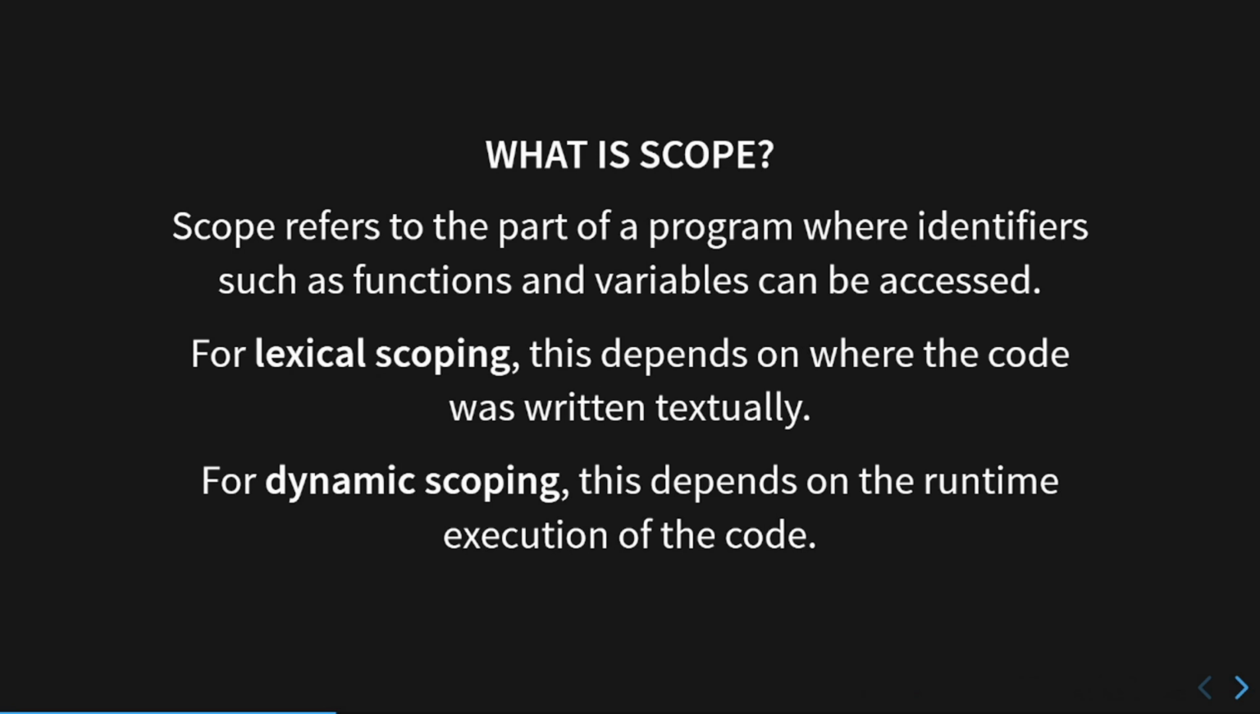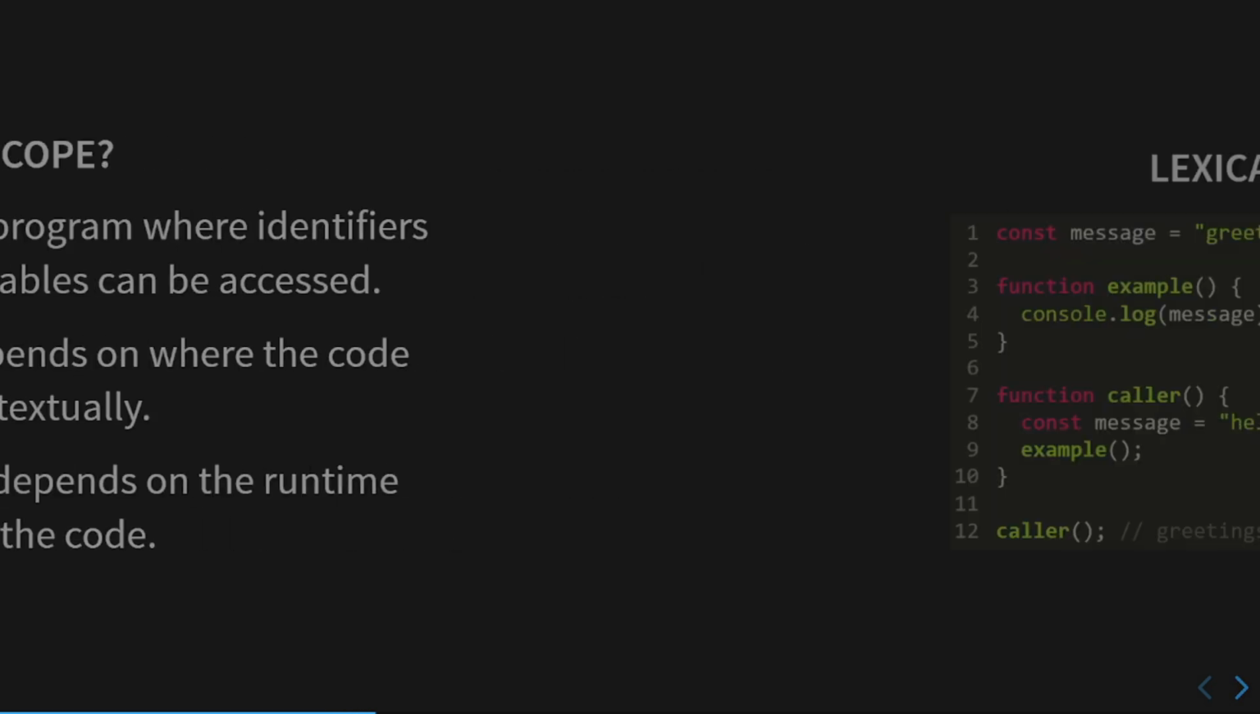So what is scope? Scope refers to the part of the program where identifiers such as functions and variables can be accessed. For lexical scoping, this depends on where the code was written textually, and for dynamic scoping, this depends on the runtime execution of the code itself. For most commonly used programming languages, lexical scoping has been adopted, so it's pretty much the default. But some instead use dynamic scoping, such as Bash, so it's worth comparing and contrasting the two. I have some little examples here to show the difference between the two.